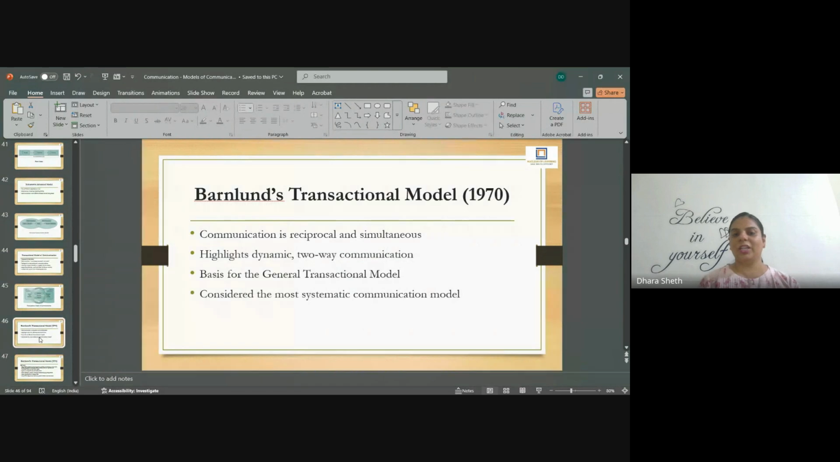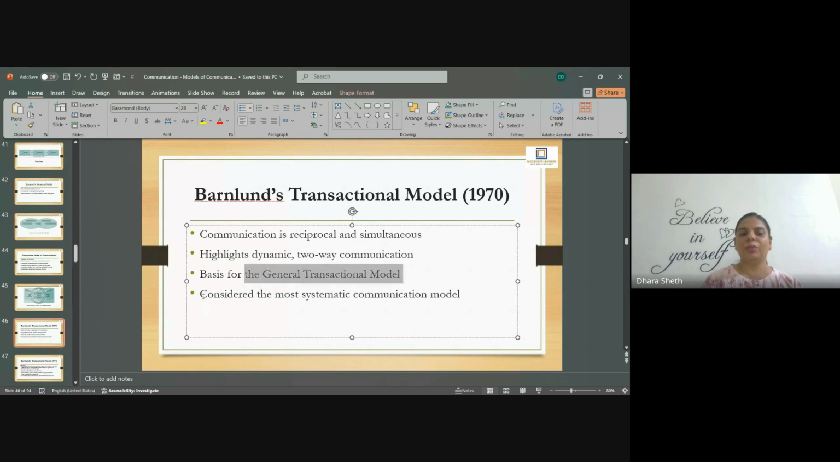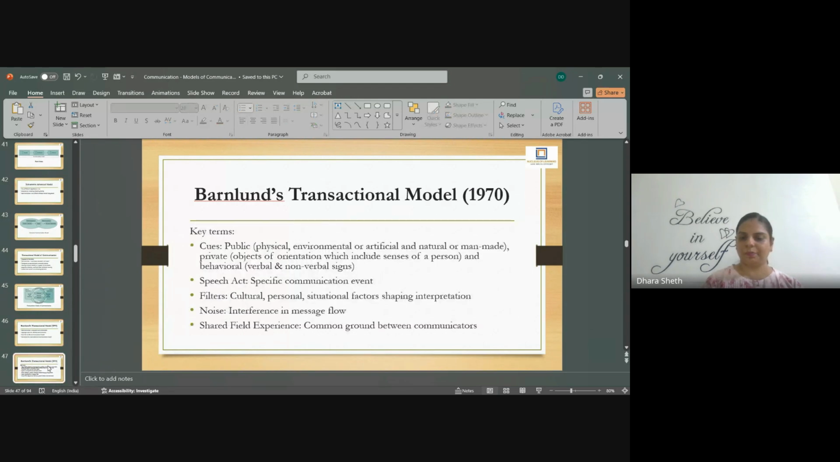Another transactional model was proposed by Barnlund, that communication is reciprocal and simultaneous. There is dynamic two-way communication. It was the basis for general transactional model, and it is considered to be the most systematic communication model.